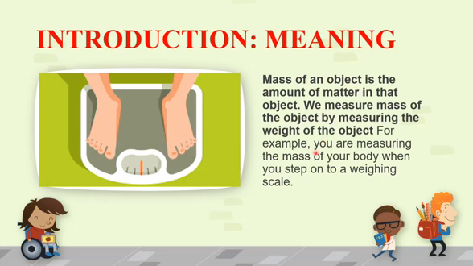For example, you are measuring the mass of your body when you step onto a weighing scale. So when you step on a weighing scale, you are actually taking the weight of your body, right? So the weight of your body is said to be the mass of your body, right? So what is mass? Mass of an object is the amount of matter in that object. So we measure the mass of the object by measuring the weight of the object.